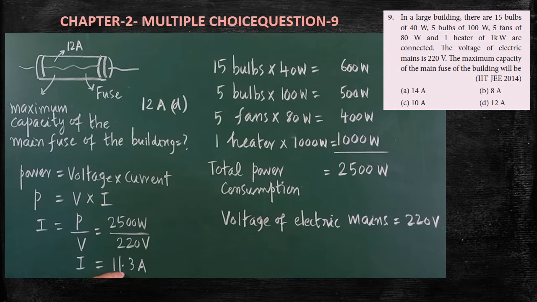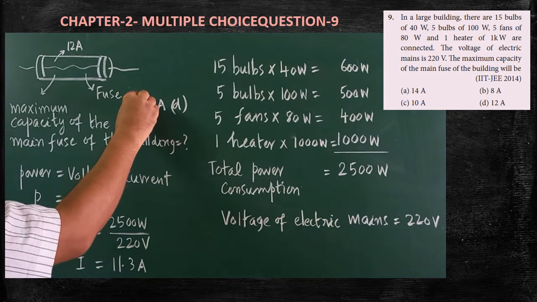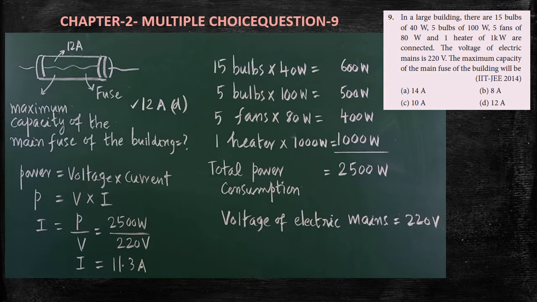So automatically the excess current flow can be prevented. So clear, if 11.3 ampere flows, there won't be any problem at all. All appliances will be in the safe mode. So this is the answer. Are you clear? 12 ampere is the answer. Understood?